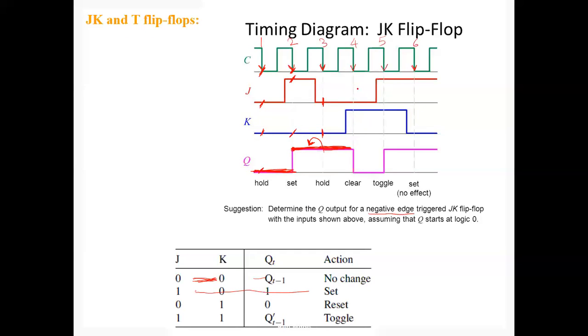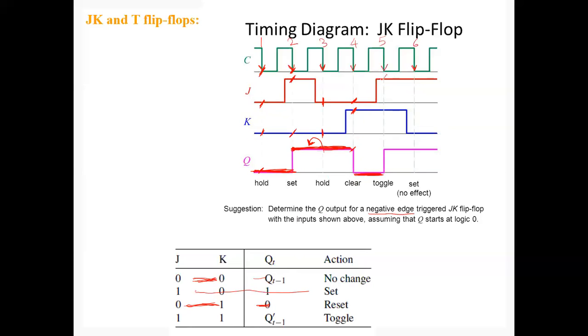Trigger 4, what will happen? What is your J? 0. What is your K? 1. So 0, 1, right? What is 0, 1? 0. Reset, meaning now from here it goes to reset, meaning 0. And from here to here is 5.